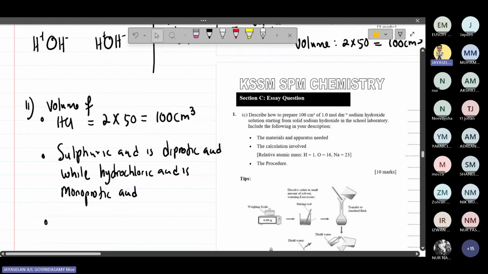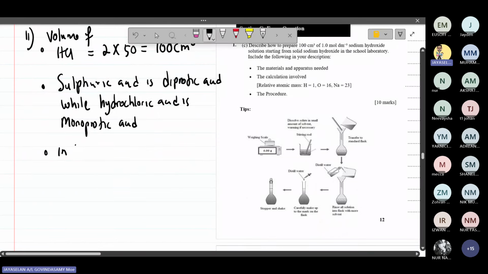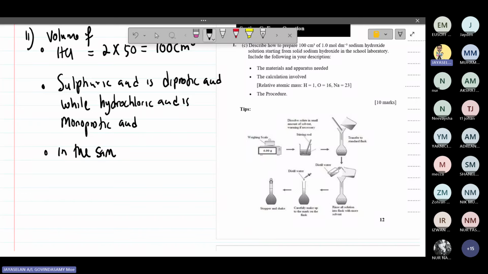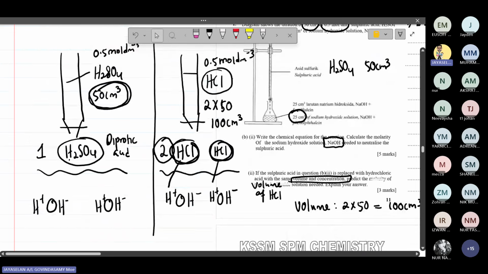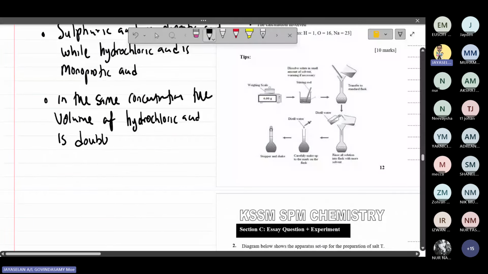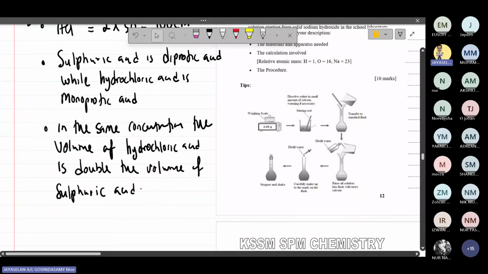Okay, next point, what do you have to write? In the same concentration. So I put here, in the same concentration. In the same concentration, the volume they ask you to predict is what? The volume of hydrochloric acid is how many times? You look here, how many times? 2 times. So it is double the volume of sulfuric acid. So you guys already score 3 marks. Any question?